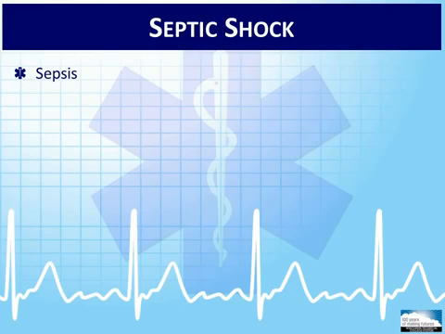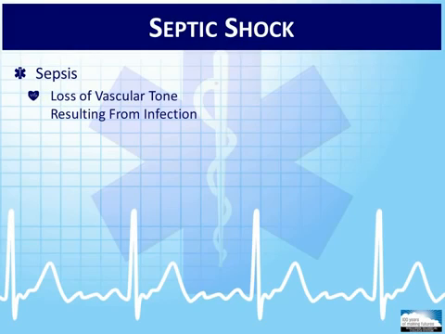Sepsis is a very complex pathology. The part that impacts perfusion resulting in shock is that the infection results in a loss of vascular tone. As the vessels dilate, the container grows in size and the patient essentially enters a state of relative hypovolemia. What is normally an adequate volume of circulating blood is no longer adequate to fill this large cardiovascular system given the dilation of all the vessels within it.